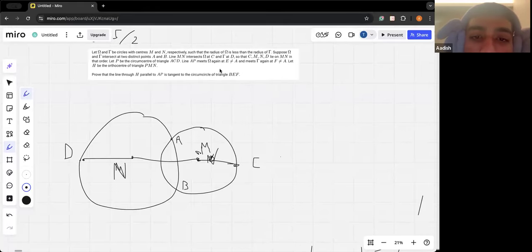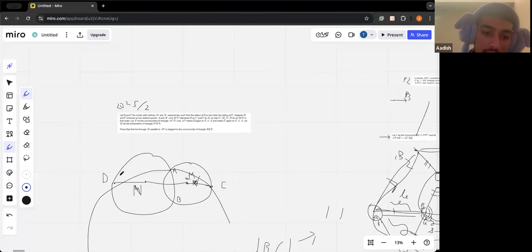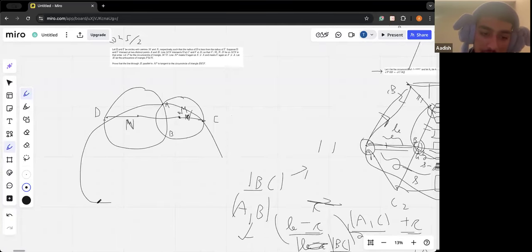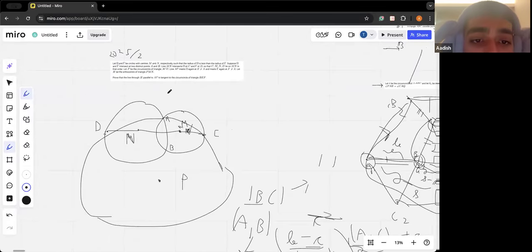Okay, anyway. MN intersects delta at C and D, PB is the circumcenter of ACD. So passing through things, very good circle. So P is somewhere here.